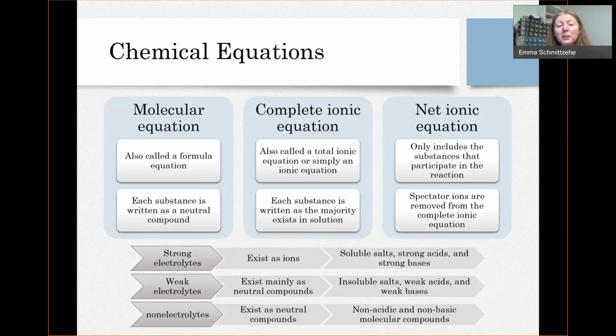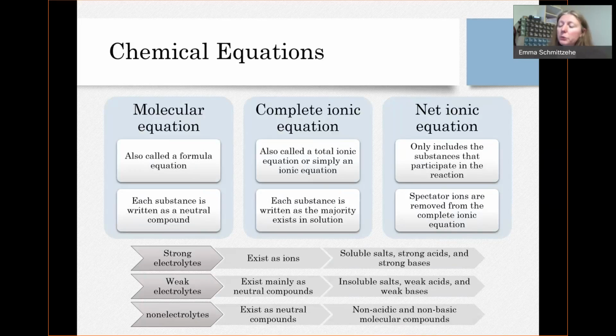The only thing you're really changing from a molecular equation to a complete ionic equation is anything that is a strong electrolyte, which you split into ions. To go from the complete ionic to the net ionic, you look at both sides of your complete ionic equation, and anything that is exactly the same, you eliminate. Anything exactly the same on the reactant and product side is a spectator, so you remove it to create the net ionic equation.